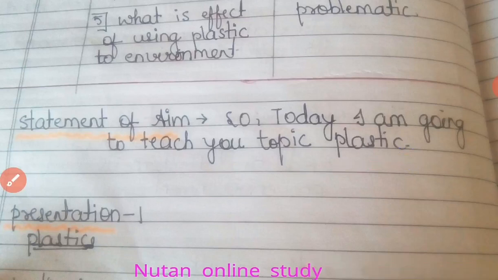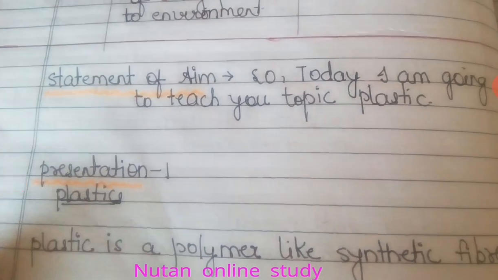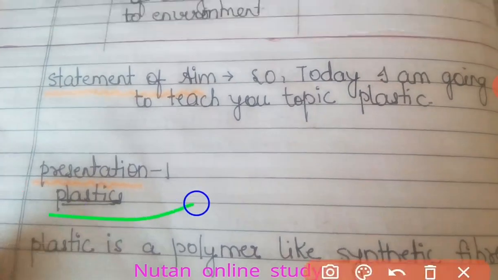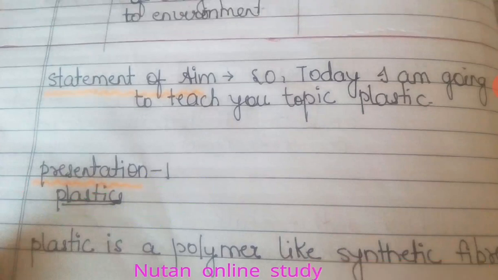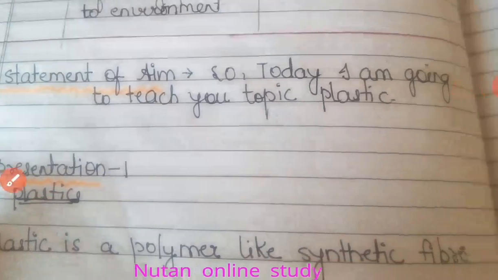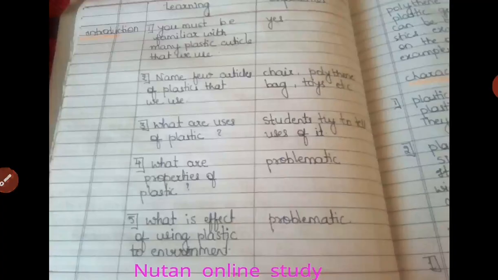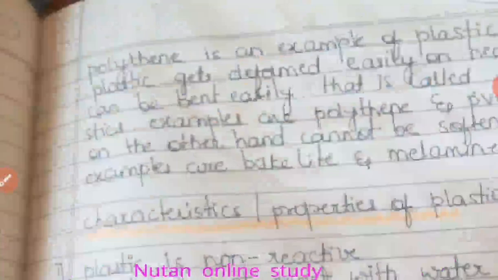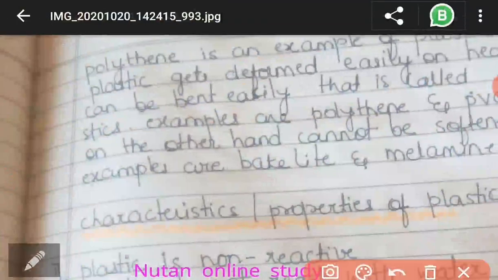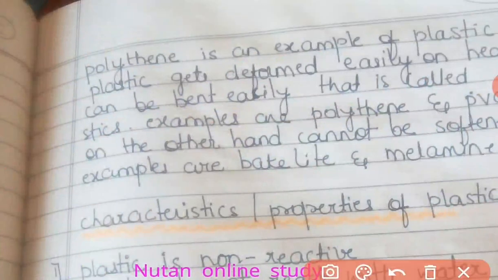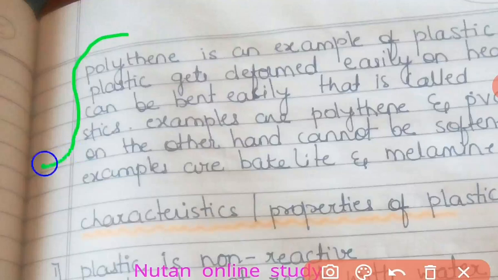After that comes the presentation. For the presentation I have written plastics, which means we are going to teach them about plastic. So here you can see this. Plastic is a polymer like synthetic fiber. Polythene is an example of plastic. Plastic gets deformed easily and can be bent easily. We have to explain everything to students, okay?